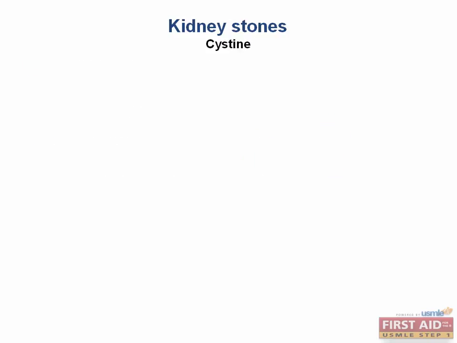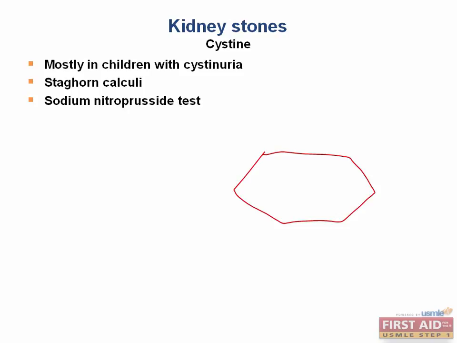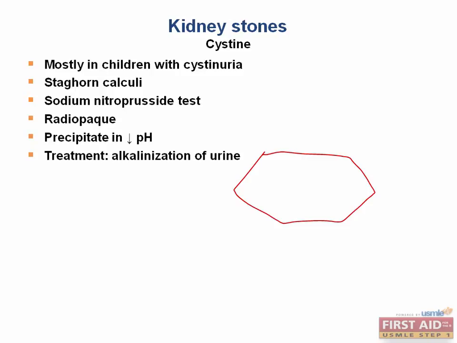Finally, there are cystine stones, which are pretty rare but can occur in the context of genetic cystinuria, so it's most often seen in children. These can also form staghorn calculi. The sodium nitroprusside test will be positive for urine containing cystine. On microscopy, these stones appear hexagonal in shape. These stones are radio-opaque and precipitate in a decreased pH. Therefore, we treat by alkalinizing the urine.